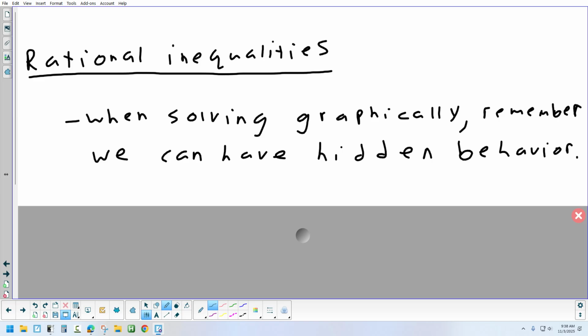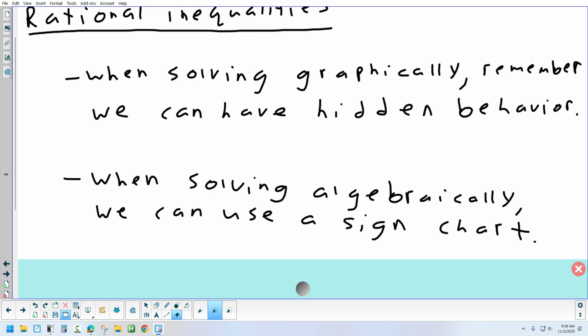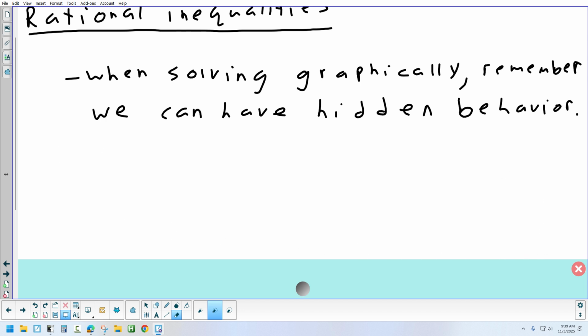Remember, when you solve graphically, there can be hidden behavior that you have to zoom out to see. Remember when I had that 1 pixel on the screen? I didn't have enough of the screen to see what was going on. I had to zoom out more because what was off the screen was hidden. Or sometimes I might have to zoom in to get a closer look. So always make sure you zoom in or out, whatever you need to do in that problem, to see the whole thing. And you will see some directions in the homework that say use a sign chart when you get to these rational inequalities. We're not doing the sign chart. When it says use a sign chart, just use your graphing calculator.